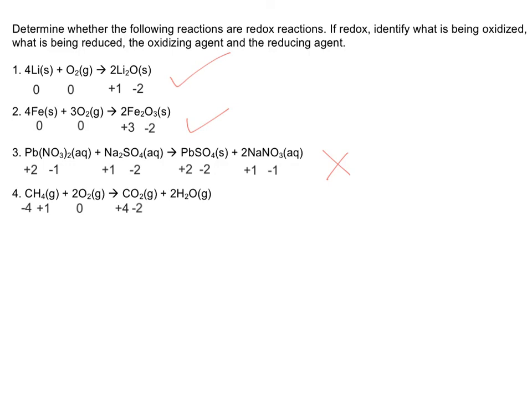And then we have two water molecules, so the hydrogen here is going to be +1. There's two of them, and the oxygen is going to be -2. So in this case, lots of things changed. The hydrogen stayed the same, but the carbon went from -4 to +4, and the oxygen went from 0 to -2. So this is also a redox reaction. Okay, so this is an example of a combustion reaction, and combustion reactions are always redox reactions.